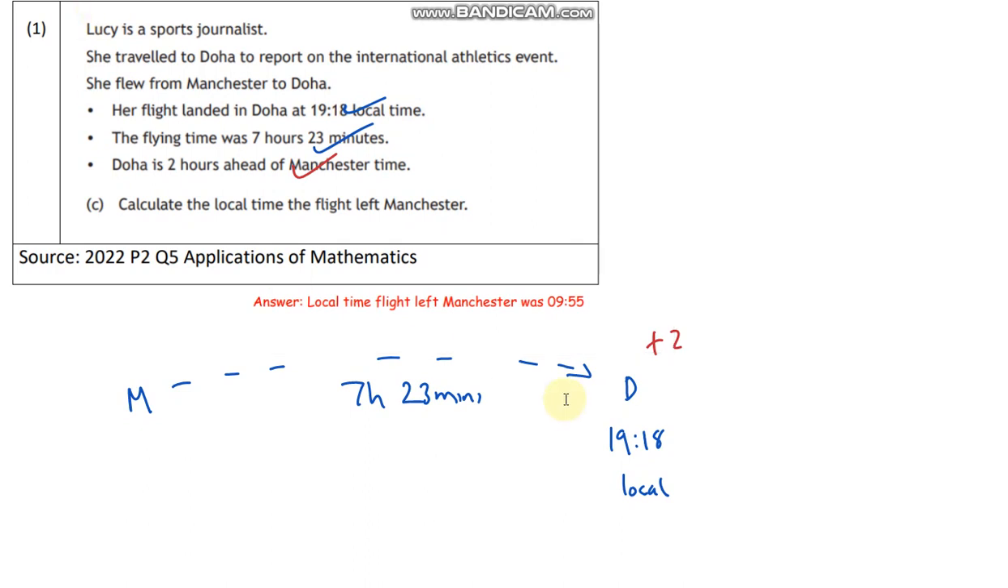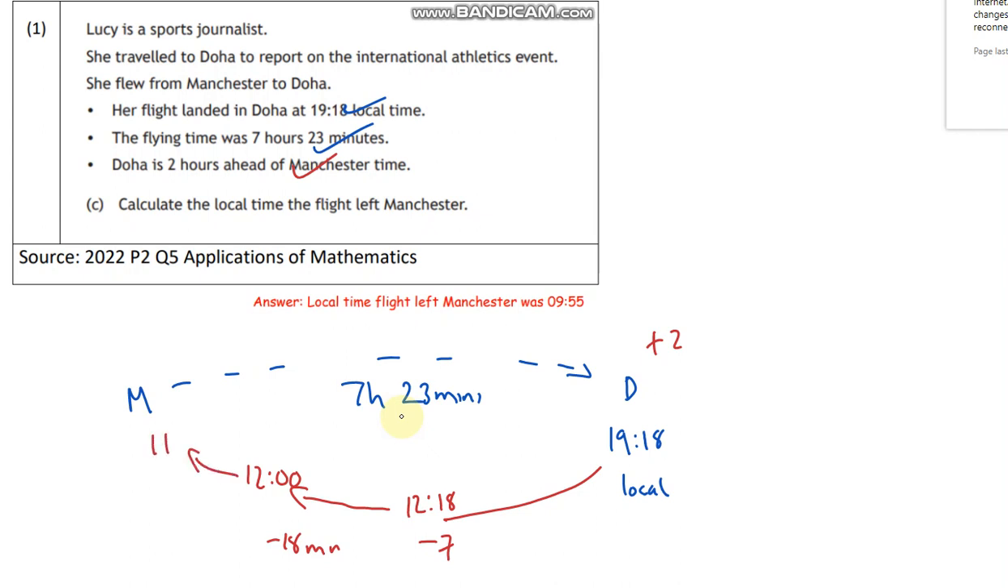So let's work back the way. We're just taking away 7 hours and 23 minutes. If I take away 7 hours, that's going to get me on to 12:18, because 19 take away 7 is 12. Then at this point I'll just take away 18 minutes. That gets me to 12, and then I need to take away another 5 minutes. So don't be a hero, just take your time. So that's 11:55. If there was no time difference, we'd be looking at 11:55.